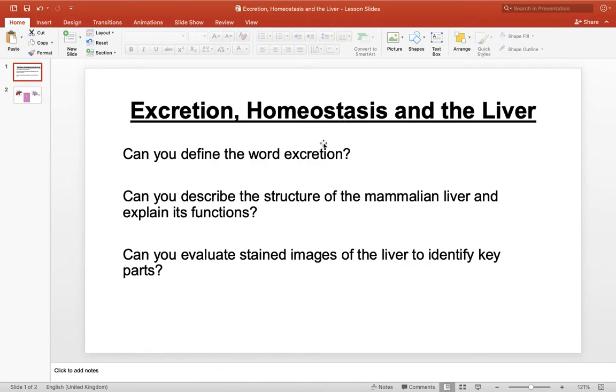By the end of the lesson, you should be able to tell me what is meant by the word excretion. You should be able to describe the structure of the mammalian liver and explain its functions, and you should be able to identify some structures of the liver from stained images.